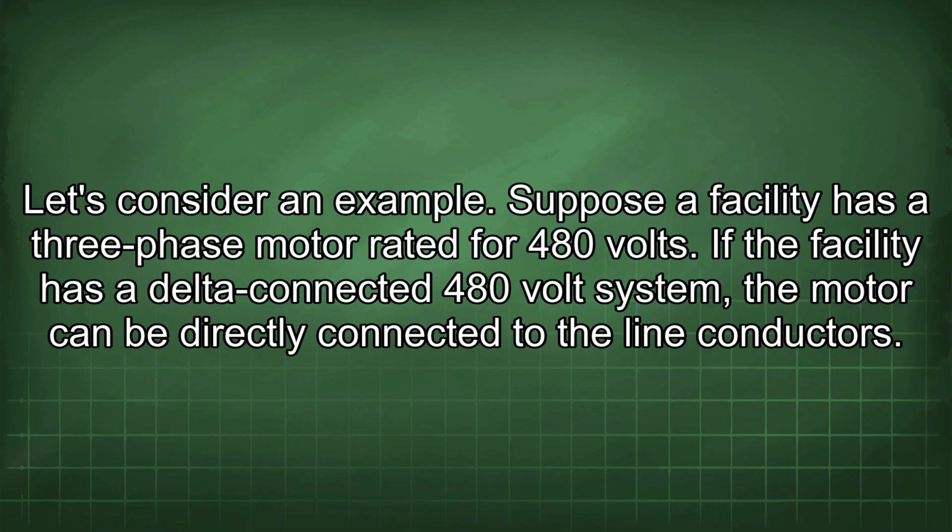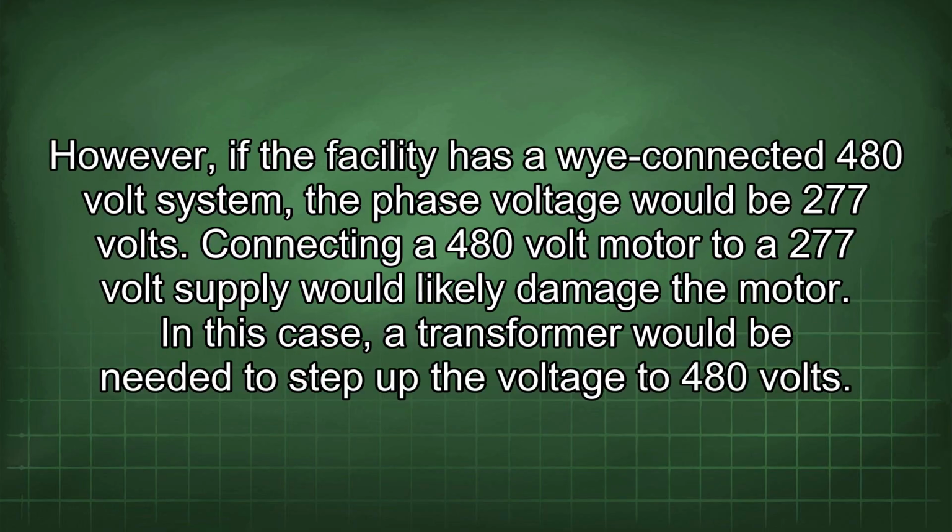Let's consider an example. Suppose a facility has a three-phase motor rated for 480 volts. If the facility has a delta-connected 480-volt system, the motor can be directly connected to the line conductors. However, if the facility has a Y-connected 480-volt system, the phase voltage would be 277 volts. Connecting a 480-volt motor to a 277-volt supply would likely damage the motor. In this case, a transformer will be needed to step up the voltage to 480 volts.